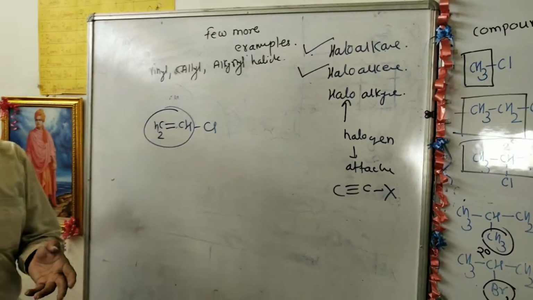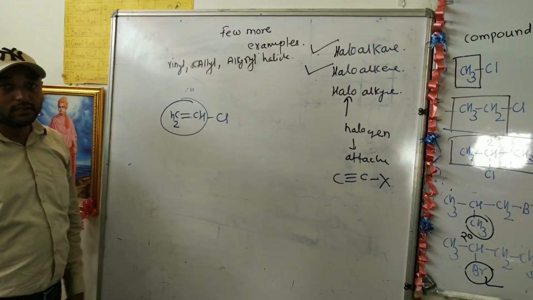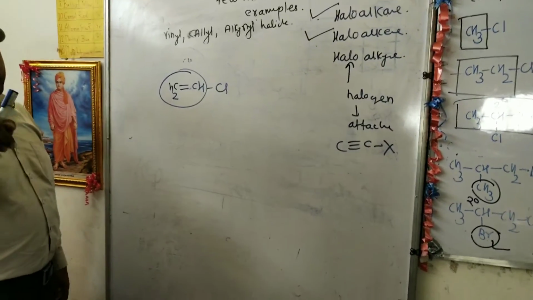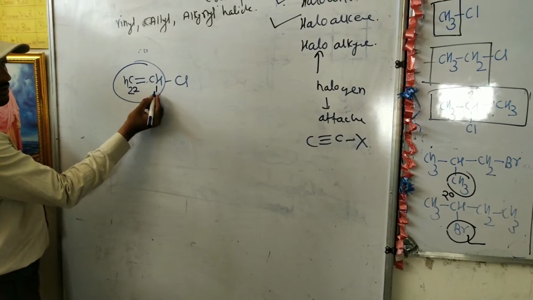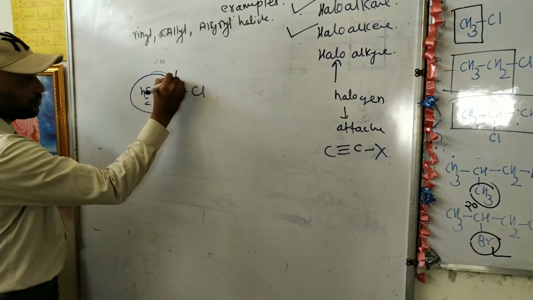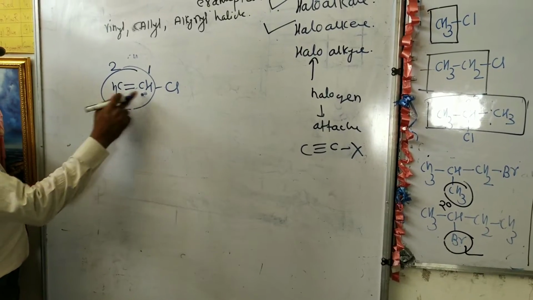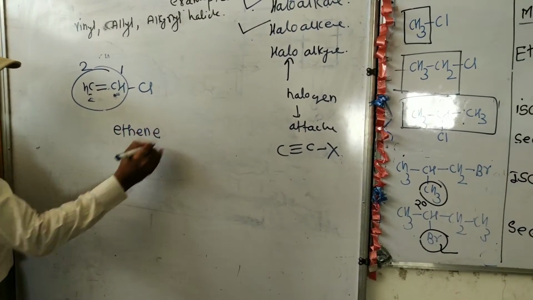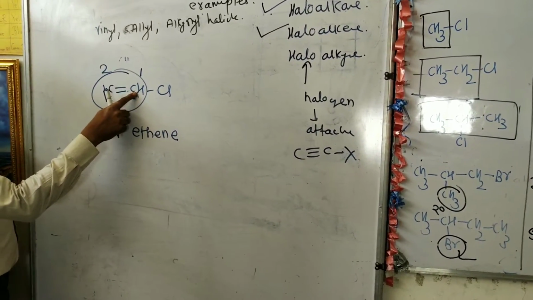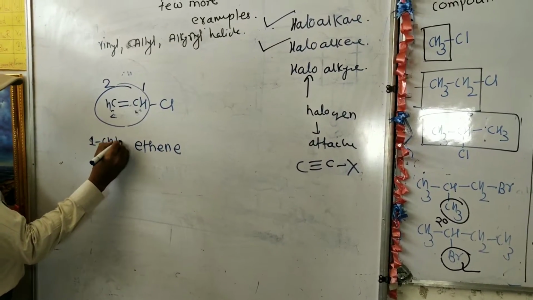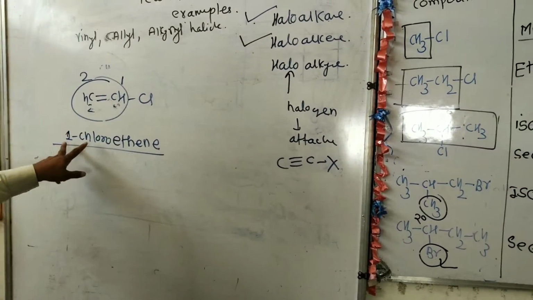Very simple again. For a haloalkene like vinyl chloride, select the longest chain from where halogen is near. Then 1, 2, because our halogen is near here. A 2 carbon alkene we call ethene, and chlorine is attached to number 1 carbon, that's why it is called 1-chloroethene. So what is the IUPAC name of this compound?